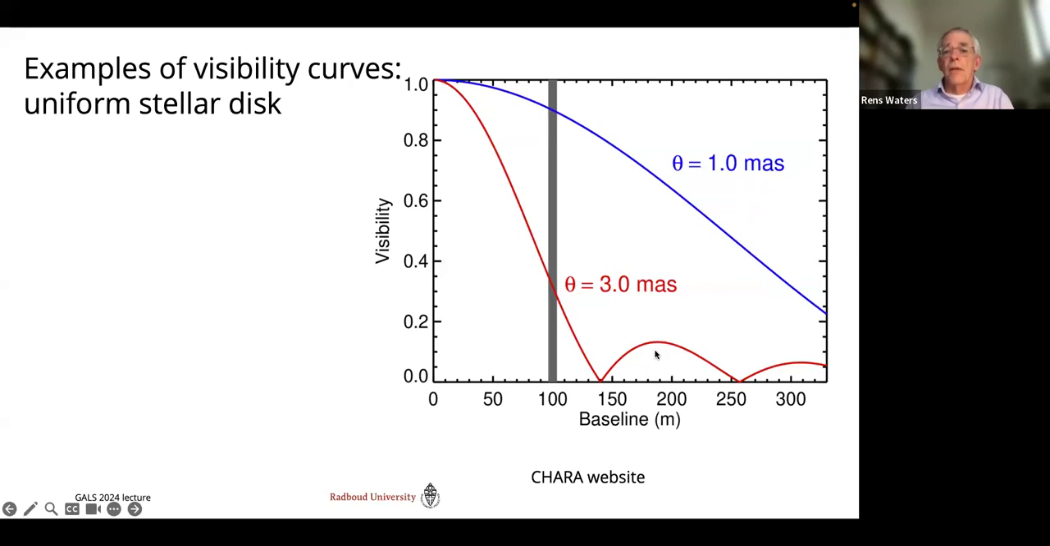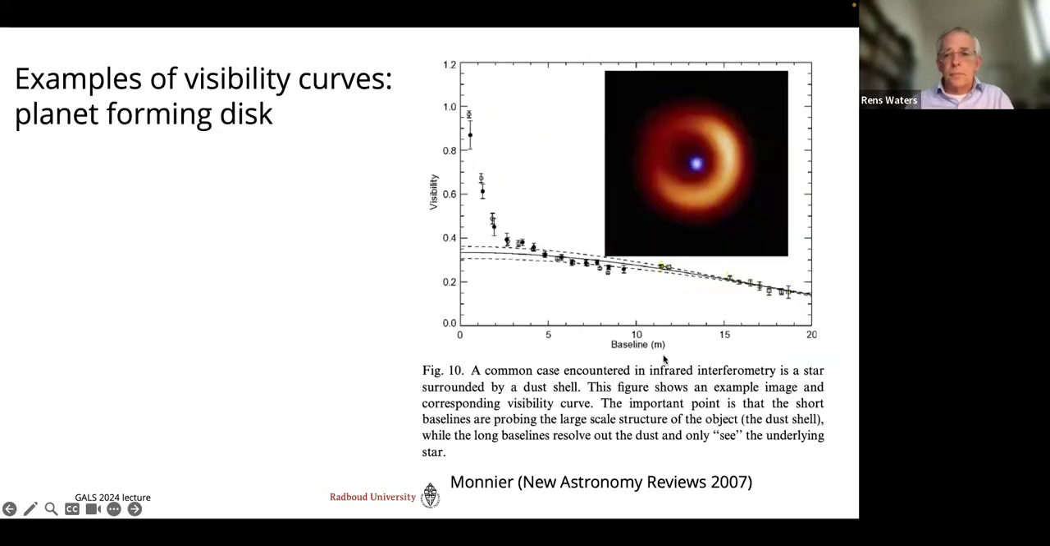So you can then start to probe things like star spots, if they would be big enough to cover a significant fraction of your stellar disk. You would be able to see them in the shapes of these curves.